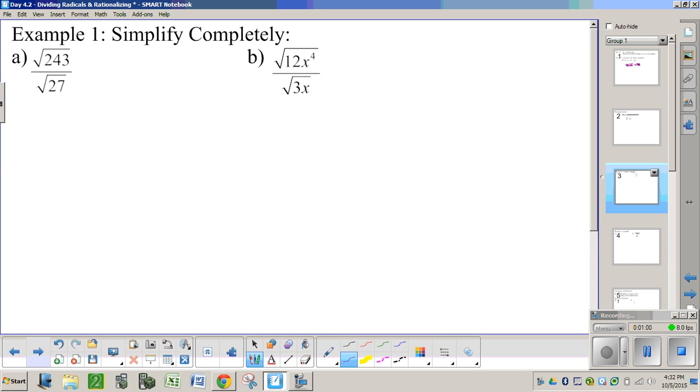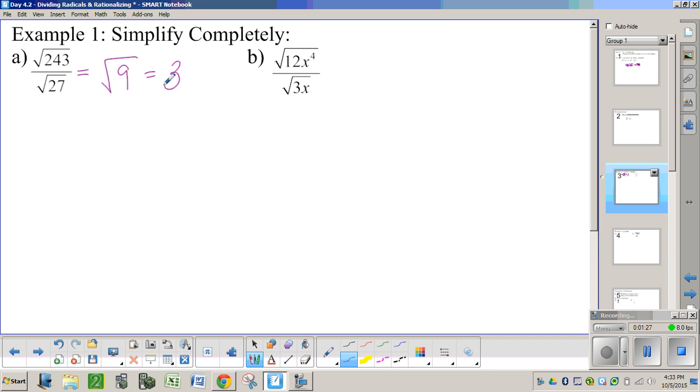So we're going to look at the square root of 243 over the square root of 27. Now, if you happen to do 243 divided by 27, it happens to come out nice. It happens to work out to be 9. So this is really the same as the square root of 9, which we know is 3. That was a lot simpler than trying to simplify the square root of 243 and the square root of 27. Both are perfect squares.